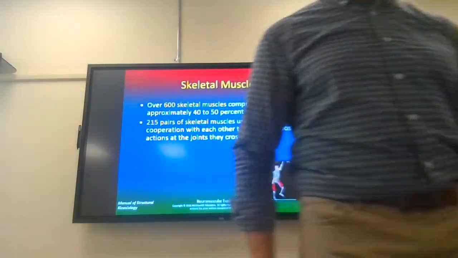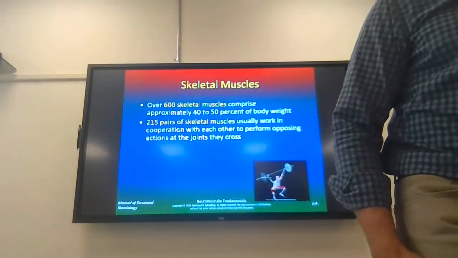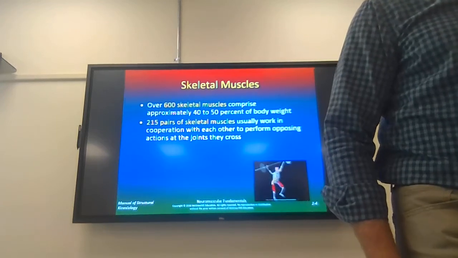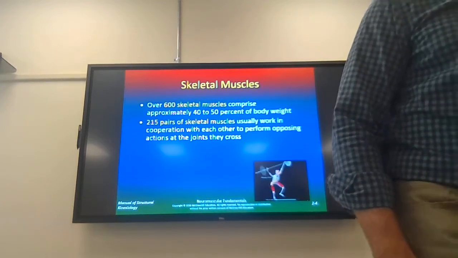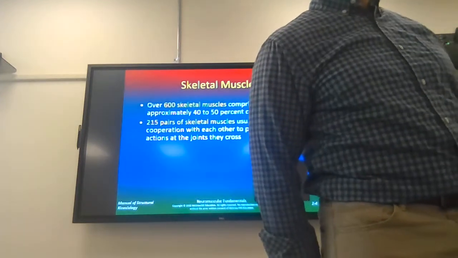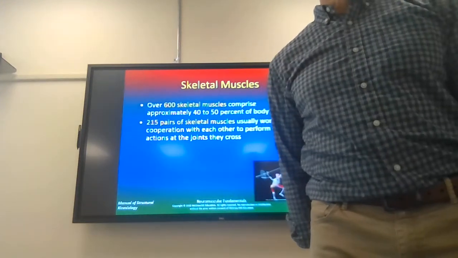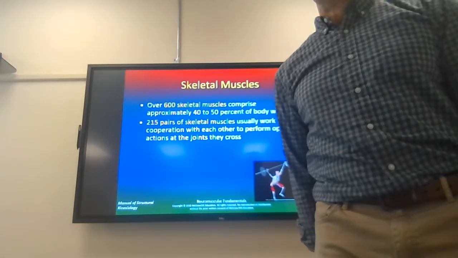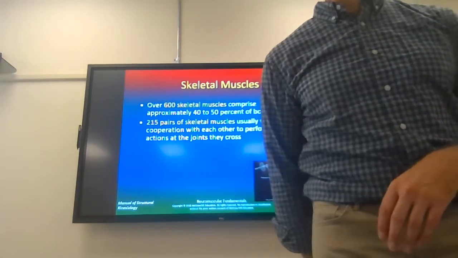So the quadriceps, they want to extend the knee joint. What do the hamstrings want to do? Flex the knee joint. What if you have really strong quadriceps and very weak hamstrings? That's like a car with no brakes. Is that a dangerous scenario?